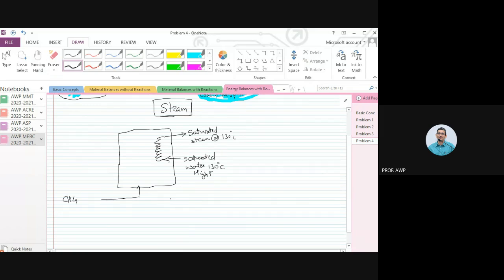I take air, I burn. So we call this a furnace where we burn. So this is our flame. So when I burn methane and air, let's say the air we have is 20% excess air. What is going to be this flame temperature? Can you tell me the flame temperature? What do you think would be the flame temperature?